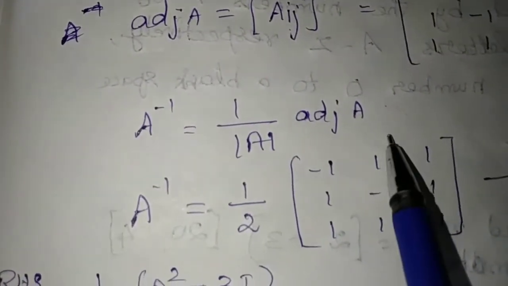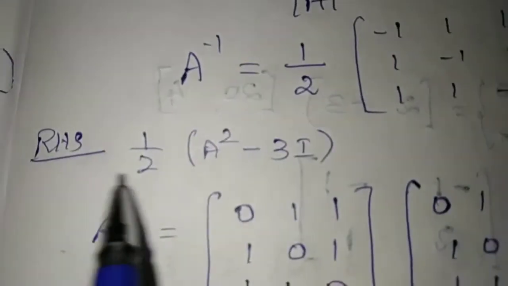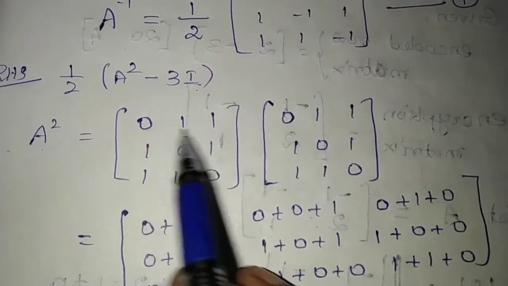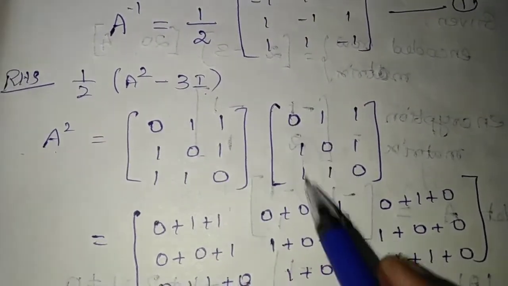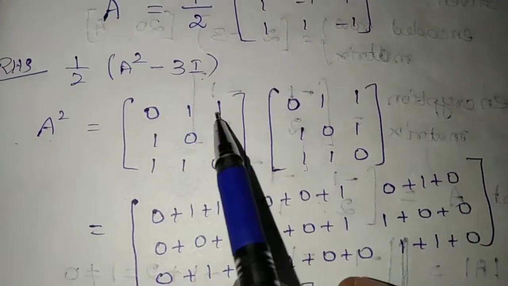Adj means Aij transpose. Taking the transpose, we get the same matrix. So A inverse equal to 1 by mod A into adj. I will take equation number 1. Now RHS: 1 by 2 of A squared minus 3I. A squared means write A 2 times and then multiply by row by column method, 0, 1, 1.